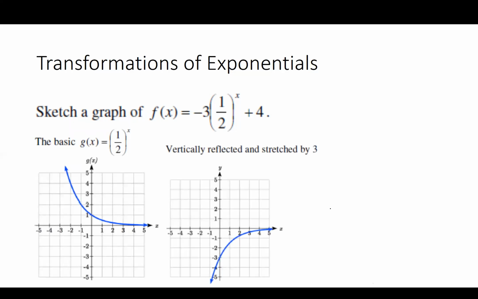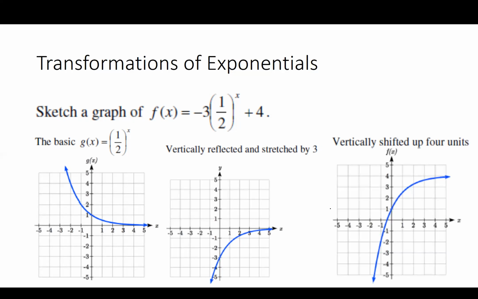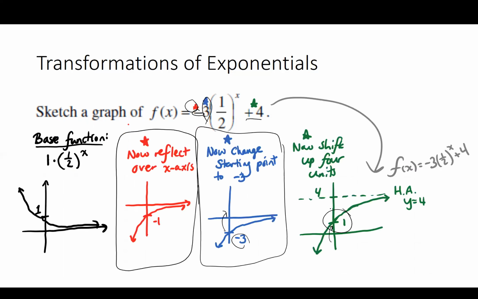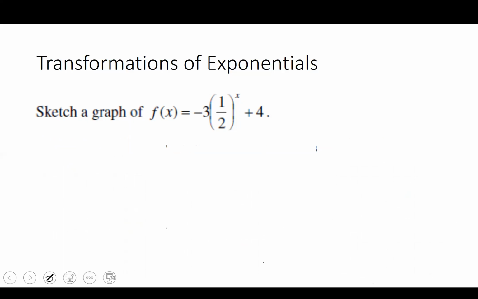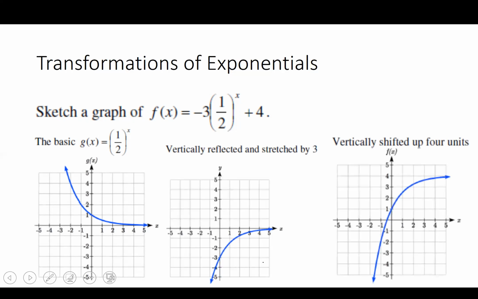And so here are prettier pictures. Vertically reflected and stretched by 3. That's going to put us down there, which is exactly what we had here in the blue picture. And then we're going to vertically shift it up 4 units. That's 4.1 and 4.2. Good luck out there.